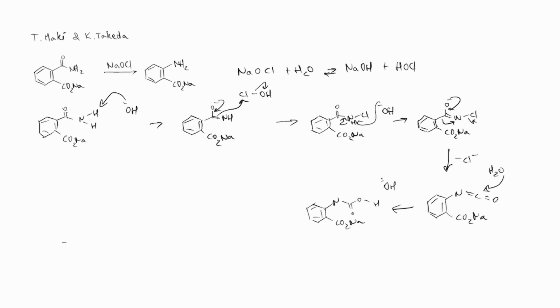A deprotonation of the carboxylic acid, which is attached to the nitrogen, occurs, and a decarboxylation as well. And as this pathway proposed, we are now left with an aromatic amine instead of the amide that we started our synthesis with.